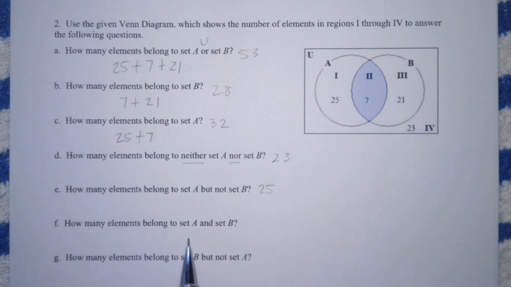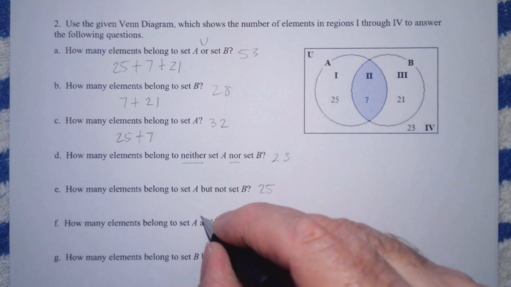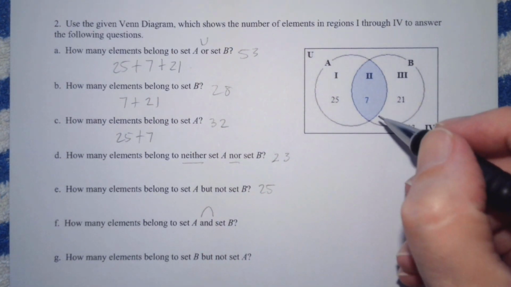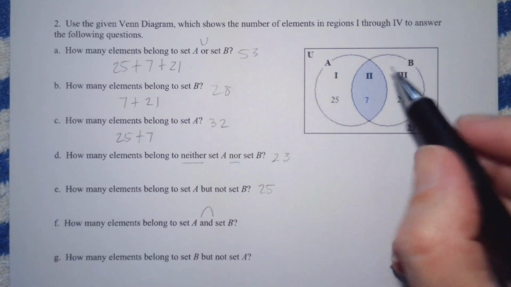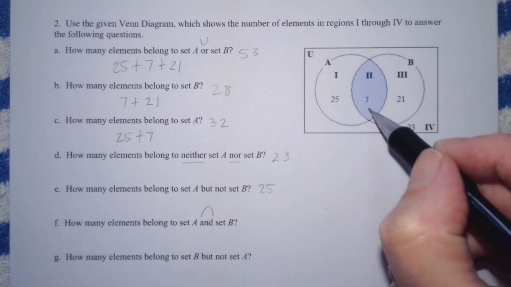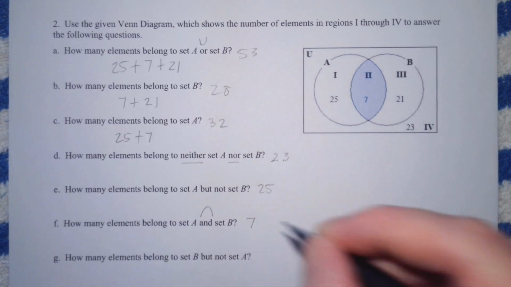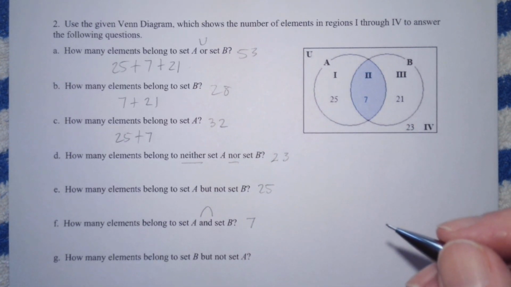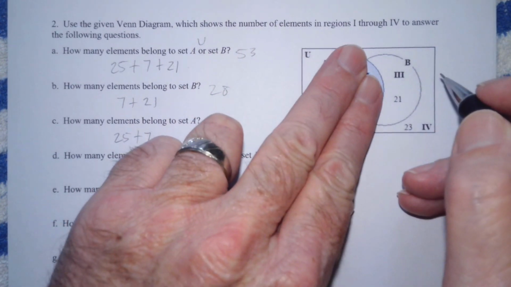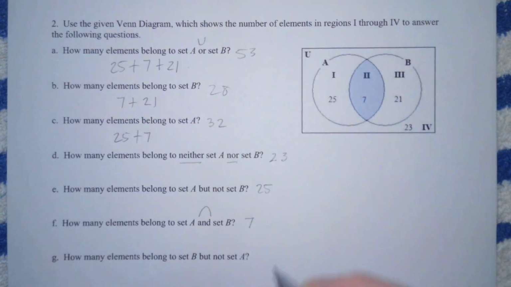How many elements belong to set A and B? Well, when we see "and," we should think intersection. And so it's really the elements that are in both sets, and that would be this region here, and there's 7. How many elements belong to set B but not A? So here we have B, but we can't include the ones that are in A, so that's going to be 21.